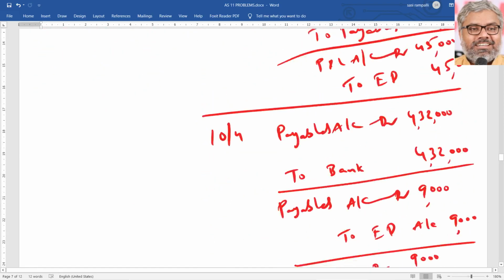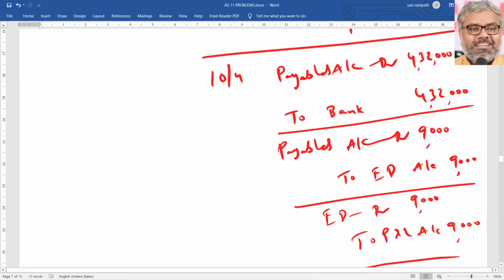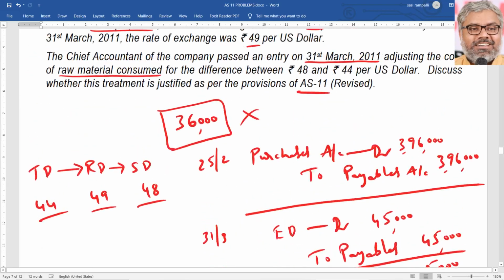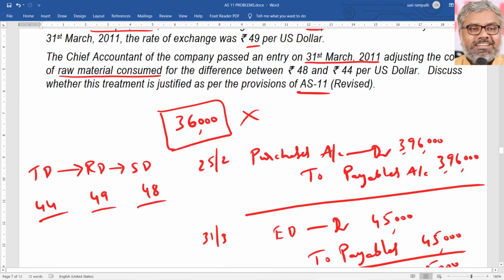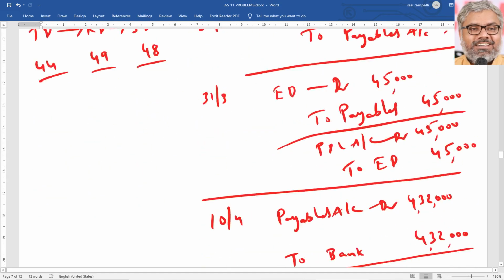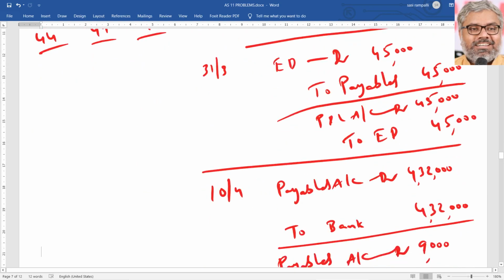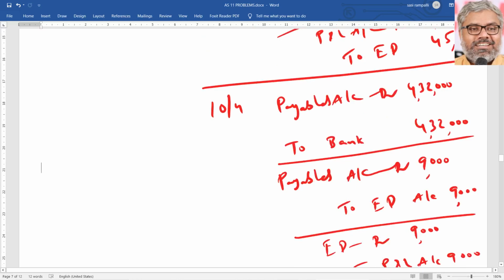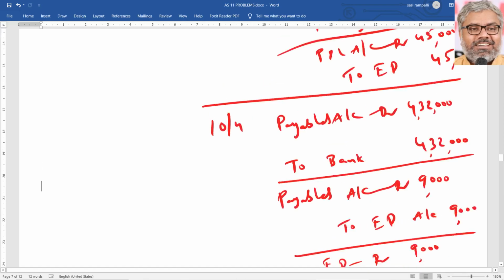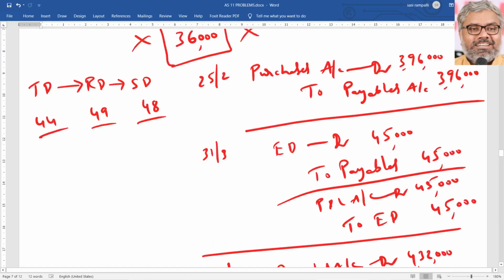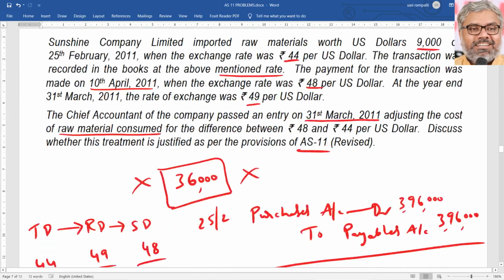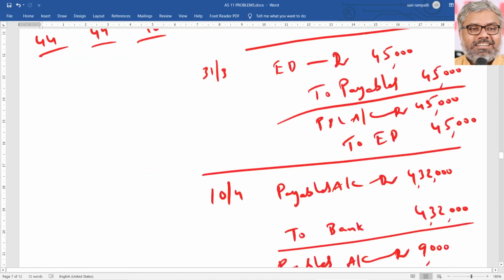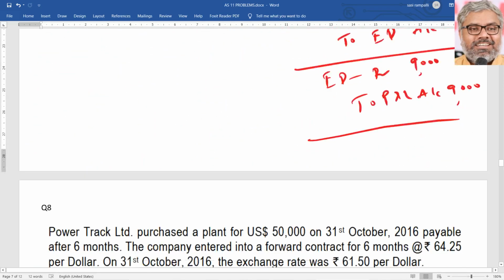But what the accountant has done? Effective loss 45,000 minus 9,000, 36,000 he has recognized, that too not as a loss. He has added it to raw material consumed, which is absolutely wrong. Actually the loss of 45,000 has to be recognized on 31st March 2011, and on the 10th of April when the settlement actually happens, a gain of 9,000 rupees has to be recognized, and that gain also should be transferred to P&L. Loss which is recognized on 31st March also should be transferred to P&L account. This is how transactions happen in foreign currency transactions according to Accounting Standard 11.